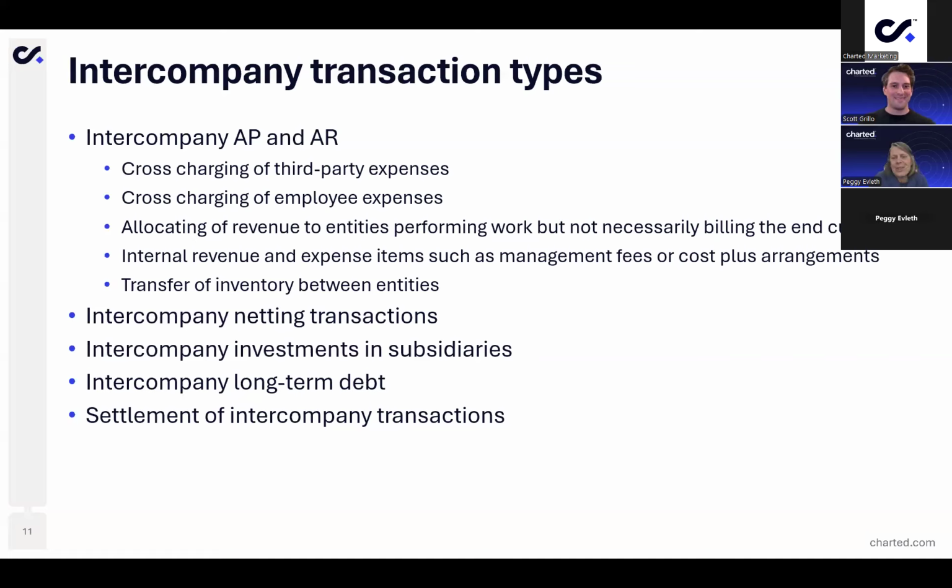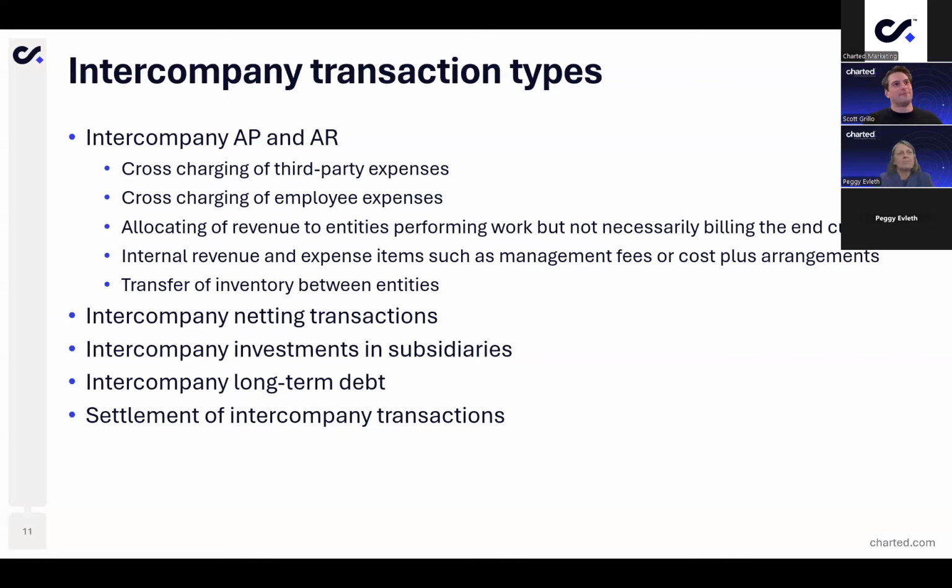That's one of the reasons you want them as AP and AR types. You can only net them if they are AP and AR account types. You cannot net other current assets and other current liabilities using the intercompany netting feature. You would have to manually do it with journal entries.